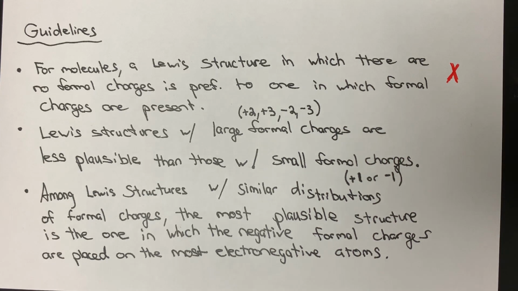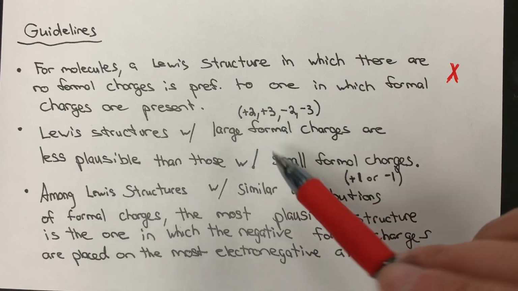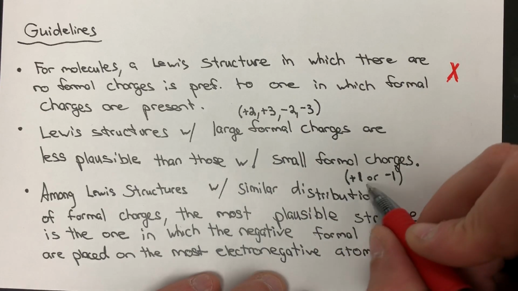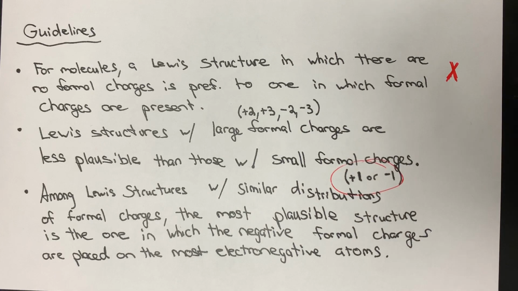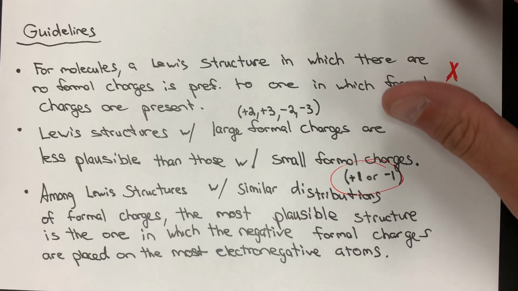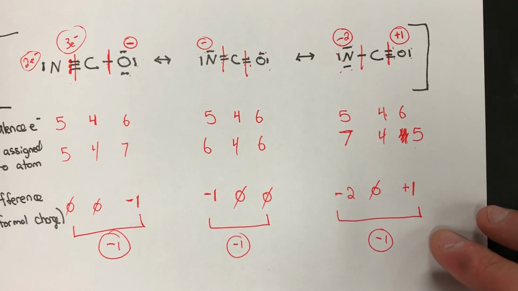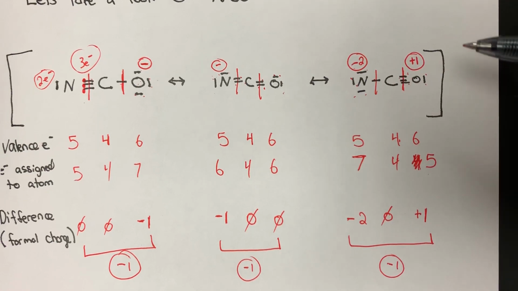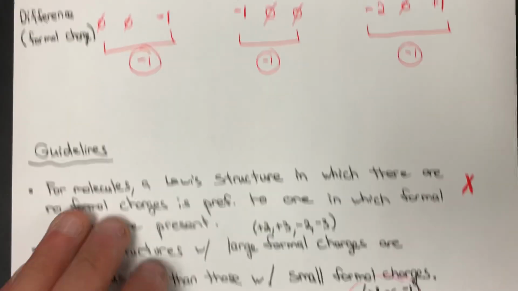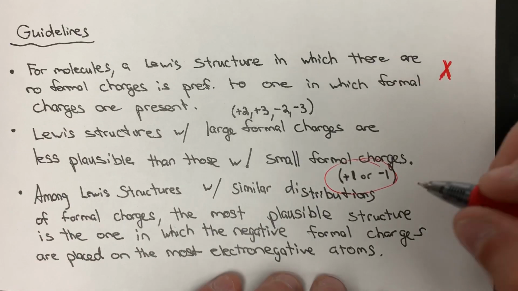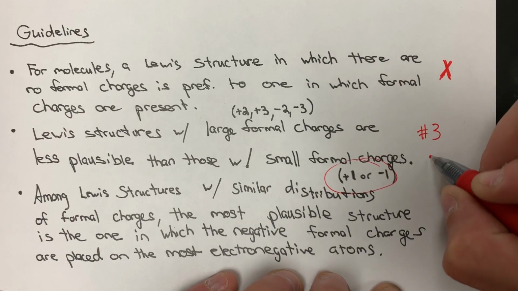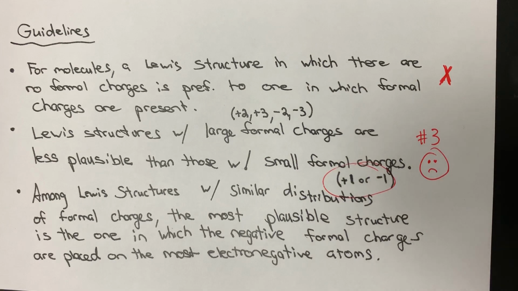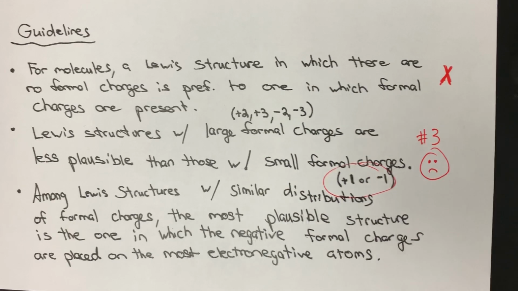The second guideline here, Lewis structures with large formal charges are less plausible than those with small formal charges. So we don't really like numbers of +2, +3, -2, -3. We're looking for +1, -1, things of that nature. We don't really like charge separation. And with that in mind, when we go back up to resonance structure number 3 here, this last one, we have a -2 here, right? So as far as this second guideline, I'm just going to keep track of this number 3 isn't really great, right? Because it has that -2 formal charge on the nitrogen.